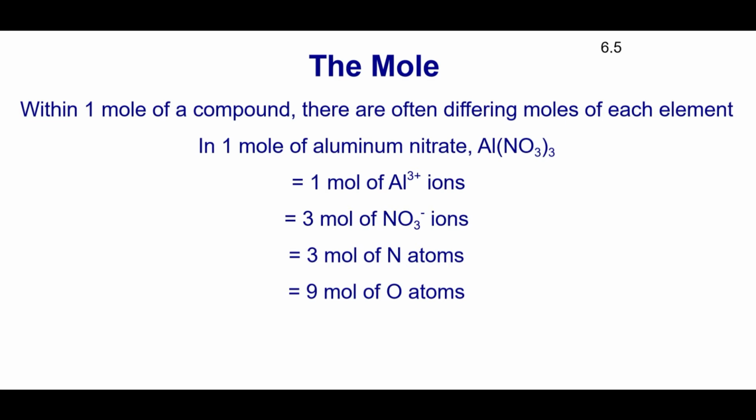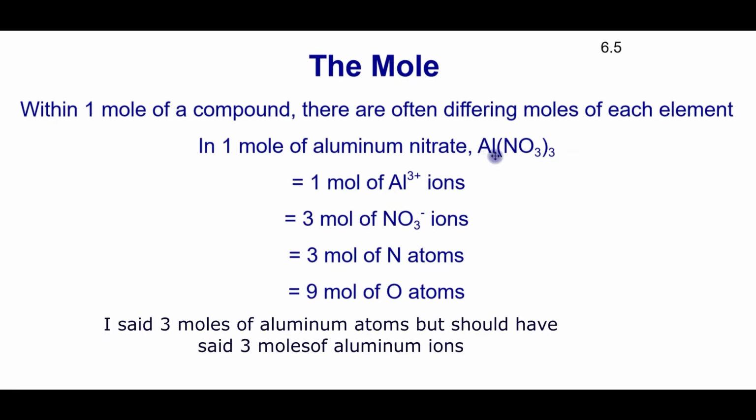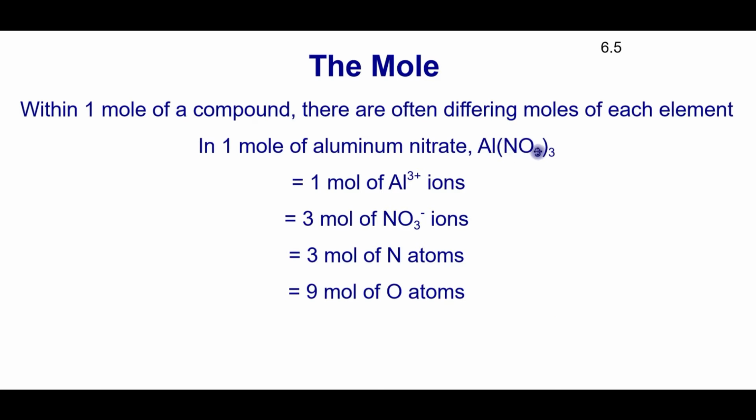Hi, I'm Mrs. Rutchling. Welcome to this installment of Chapter 6, where we're going to look at the moles of atoms or ions in a compound. If we look at our compound, we can look at it different ways. We have 1 mole of the entire compound. Within that 1 mole, there is 1 mole of aluminum atoms and 3 moles of the nitrate ions, or we could even get more specific and say there are 3 moles of nitrogen atoms and 9 moles of oxygen atoms.